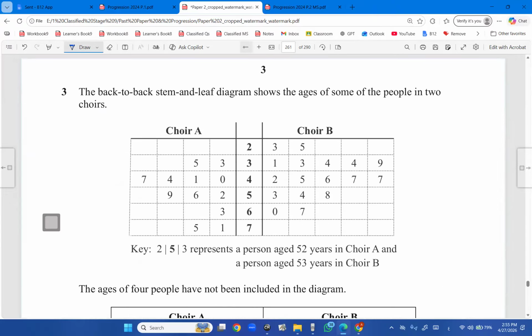All right, this question over here, they're telling you that the ages of 4 people have not been included in the diagram.